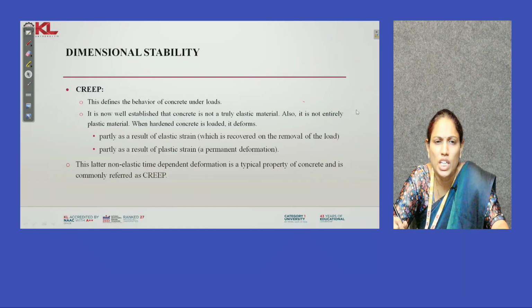So dimensional stability, creep. Creep is defined as the behavior of concrete under loads. It is now well established that concrete is not a truly elastic material. Also it is not an entirely plastic material. When hardened concrete is loaded, it deforms. Partly the result is elastic strain, and partly it results in plastic strain, where permanent deformation happens. This latter non-elastic, time dependent deformation is a typical property of concrete and is commonly referred to as creep.